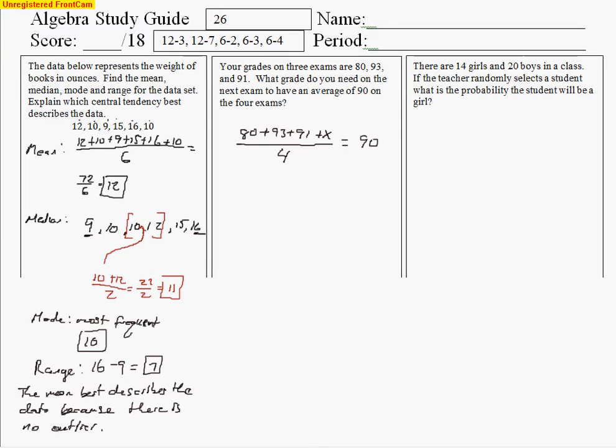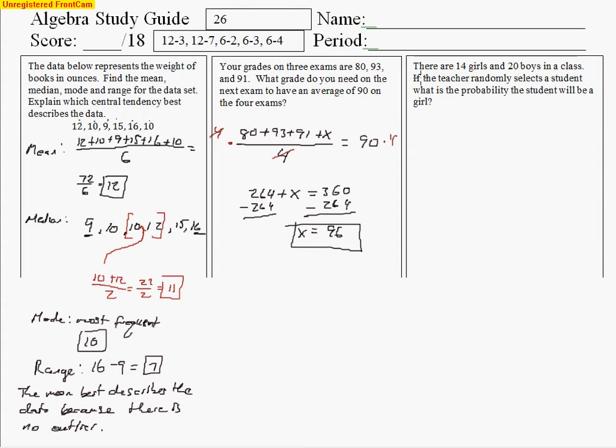So we're going to do some opposite operations to undo this. I undo the grouping symbol first, which is the fraction bar, by multiplying by 4. What that gives me is the sum of these values, which sum to 264 when I add them together, plus x equals 360. Now I'll subtract the 264 from both sides, and I've got to remember to borrow a bit, and we end up with 96. So you have to do pretty good on the next test to have an average of 90.